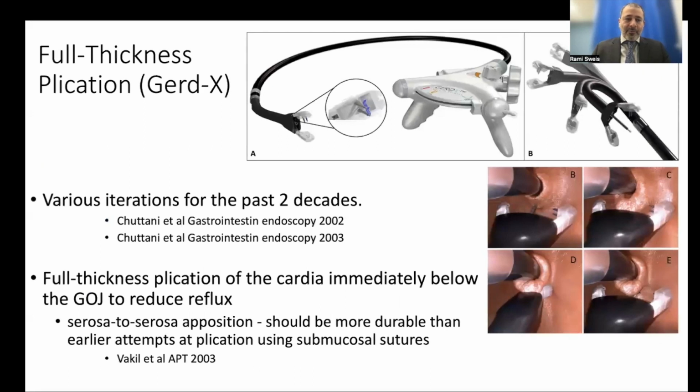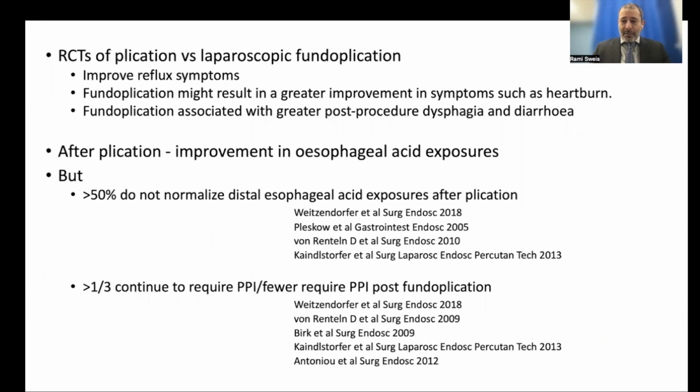The next device is called the full thickness plication, or more recently, the GERD-X. This has gone through various iterations over the last several decades. The most recent one shows the most efficacy. The GERD-X produces a full thickness plication. The mucosal device retracts the cardia and produces a serosa to serosa apposition immediately below the gastroesophageal junction, with the idea of reducing the amount of reflux that takes place.